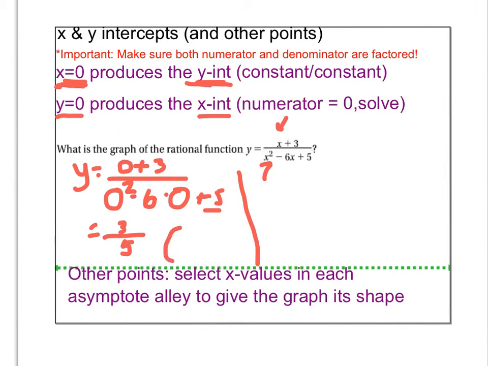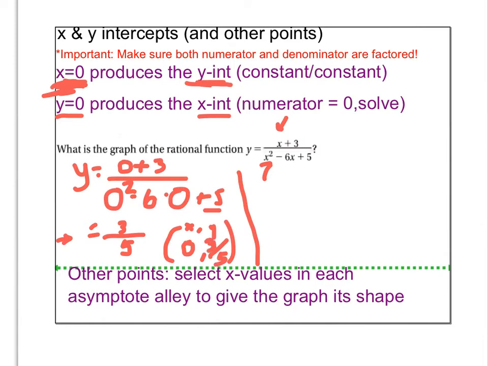Now don't forget, what did I plug in for x? All ordered pairs are xy. In place of x, for a y-intercept, I put a 0, and my solution is 3/5. Sorry, that 3 is kind of tiny.